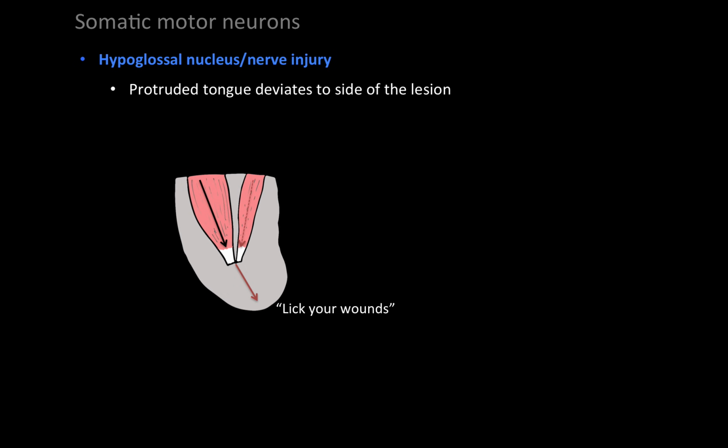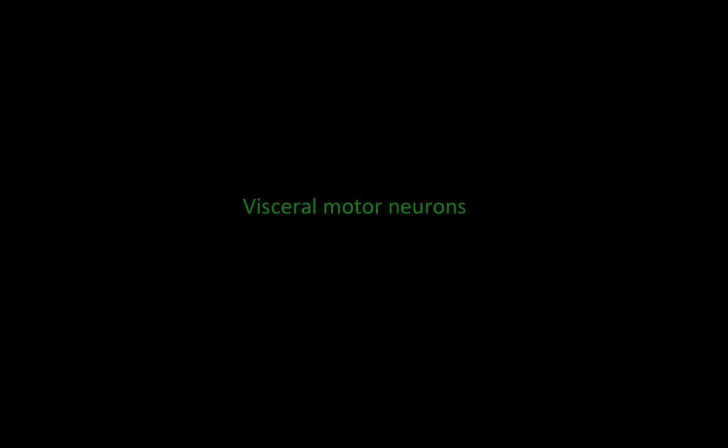So that is showing all the somatic motor neurons and nuclei. Basically, somatic motor nuclei deal with eye muscles and tongue muscles. There you've got it. Okay, so next we're going to go over visceral motor neurons.